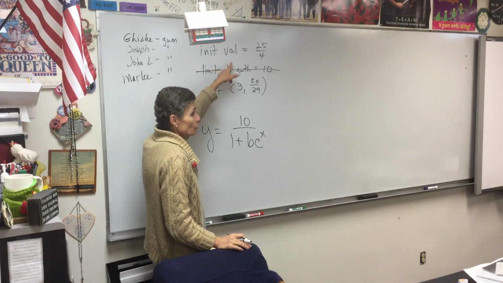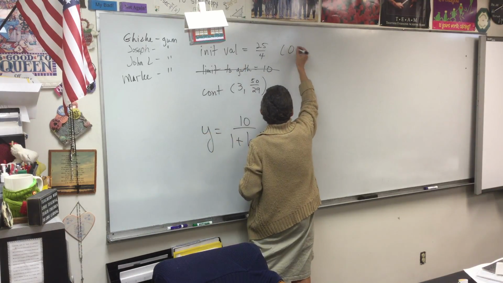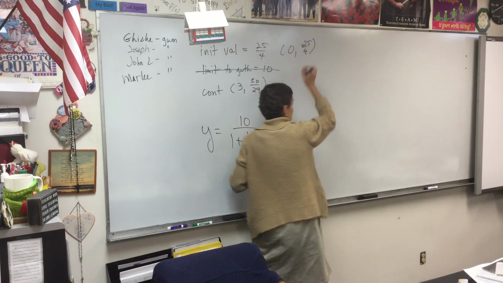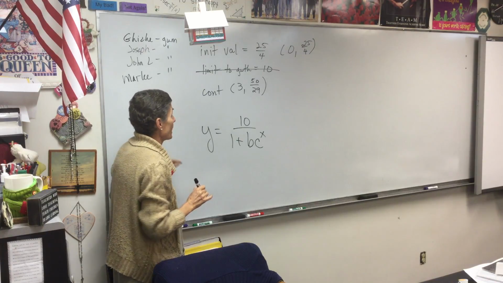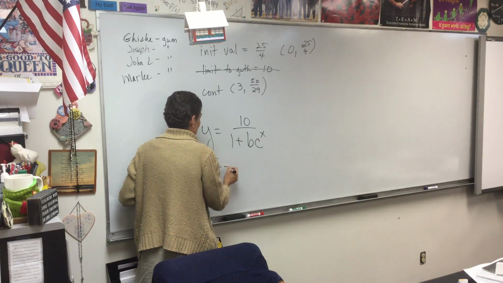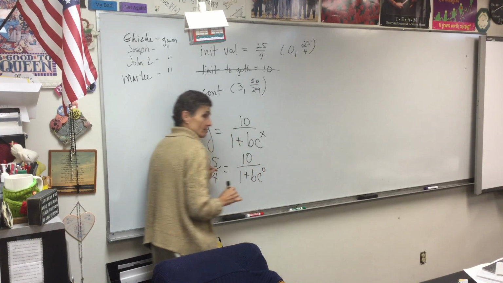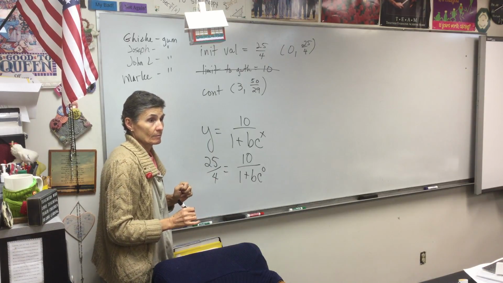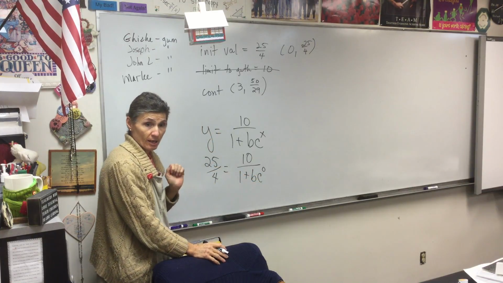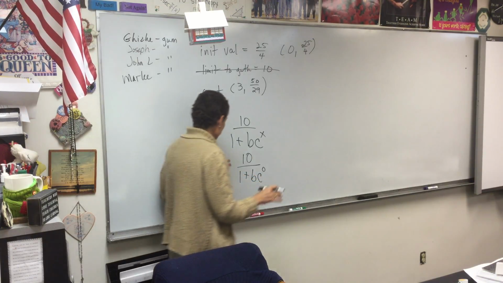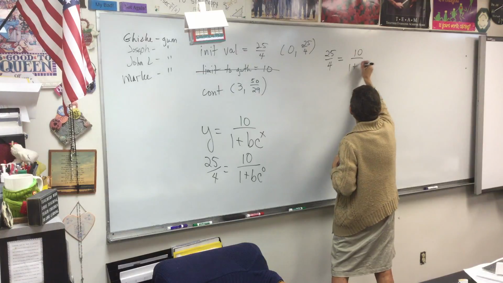All right, what now? Plug in the y-intercept. We know that the initial value, even though I've just given you a value there, is actually the ordered pair 0, 25/4. So we're going to plug that point into this equation for x and y. So 25/4 equals 10 over 1 plus bc to the 0th. And that is wonderful because c to the 0 is just 1, so I can ignore it. So I have 25/4 equals 10 over 1 plus b.